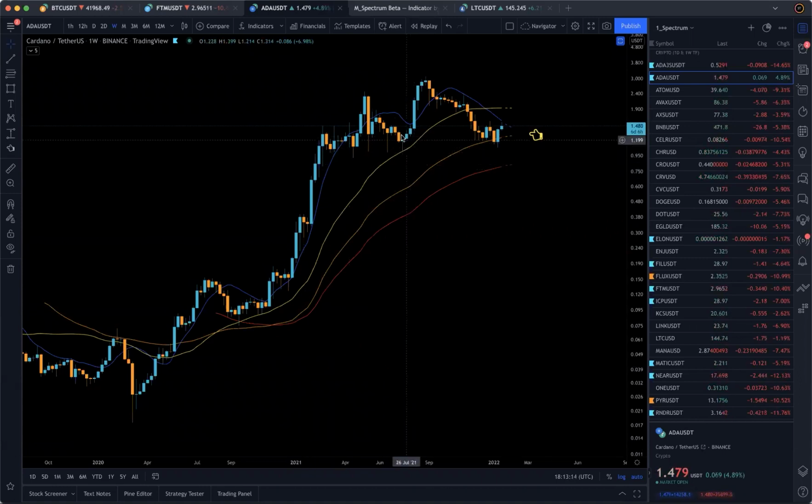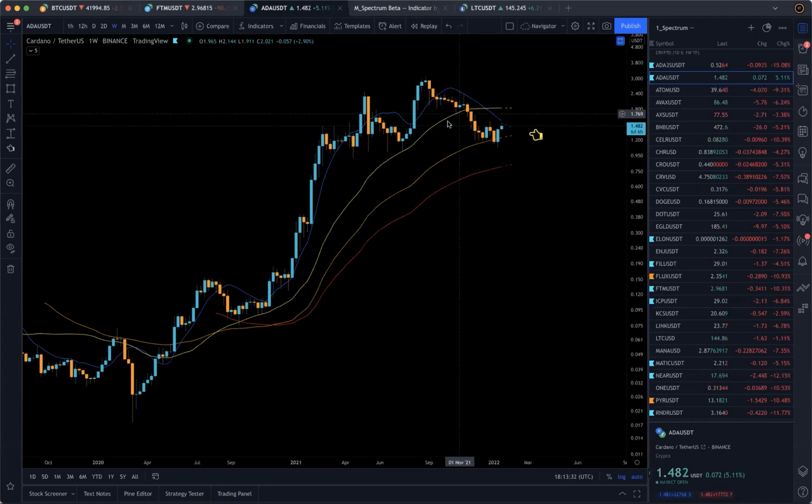So fast forwarding, then there was a breakout, and then again a correction. It landed on the blue and then landed on the yellow. It tried to break above the blue if you look at it, but it failed, rejected by the blue, and then again touched the yellow and eventually touched the orange.